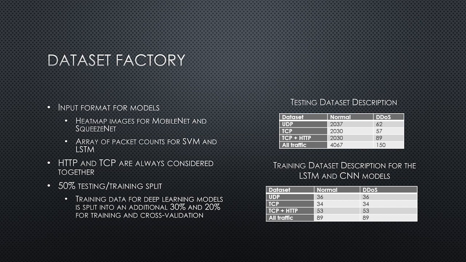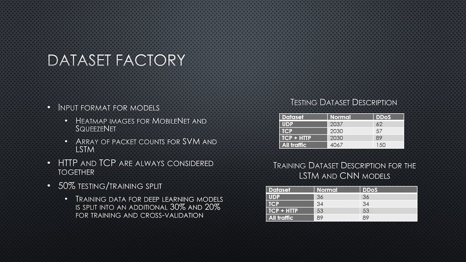When considering our data, it is worth noting that our method relies on information gathered by the network's access router, which does not have awareness of application-level protocols. Because of this, we simply considered HTTP data from the BOT IoT dataset to be additional TCP data. We split our gathered datasets into 50-50 testing and training datasets. We further broke down the training dataset for the deep learning models into 30% training and 20% cross-validation datasets.